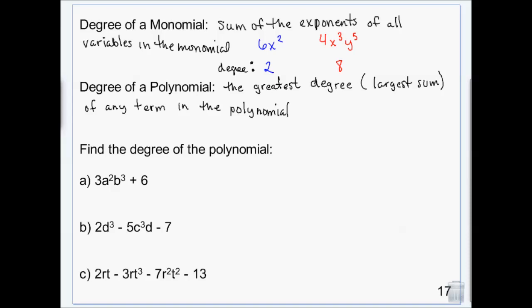If I have 3 squared x squared, it's the variable exponents. So you don't count this 2 on the 3. The degree here would be 2 still. So you add up the exponents on the variables only.